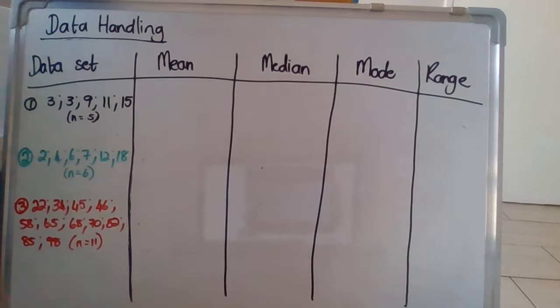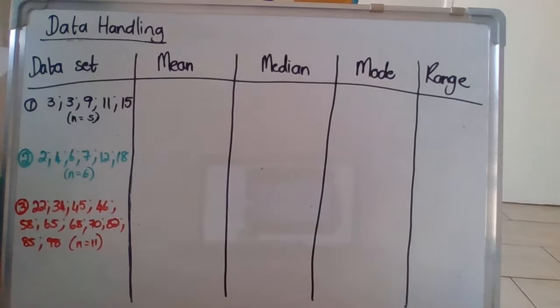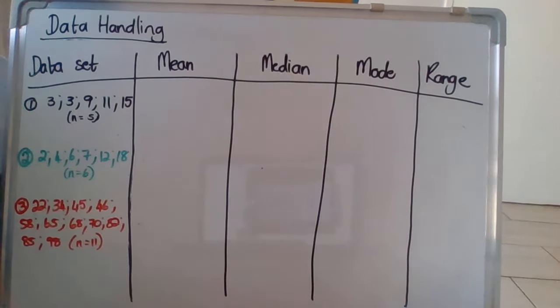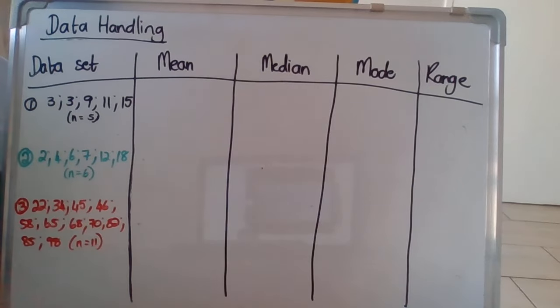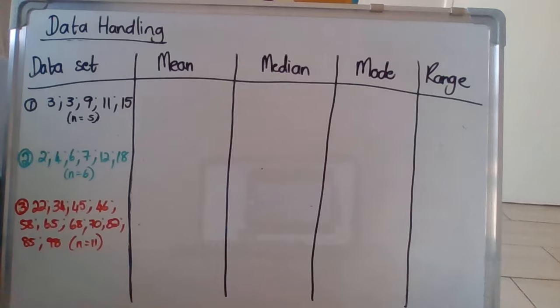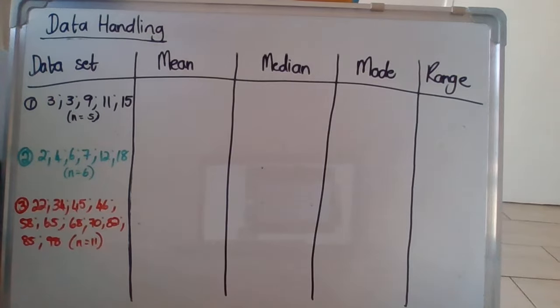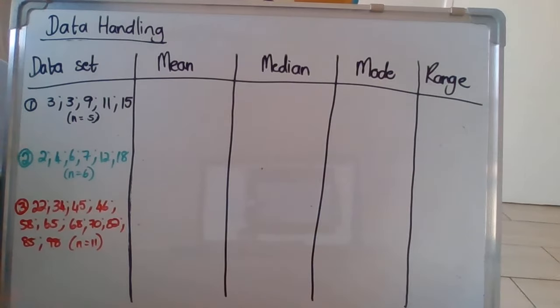Topic number 4 refers to data handling. So when we talk about data, we talk about information that we collect. And with this information, we are able to have some sort of insight, and we're able to draw conclusions from that information that we receive.